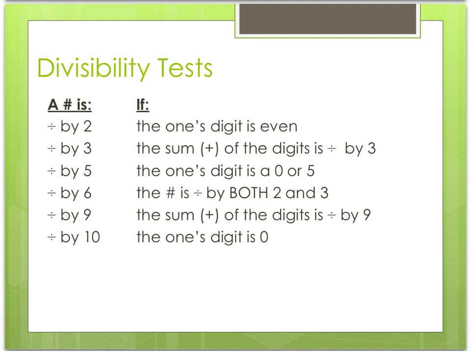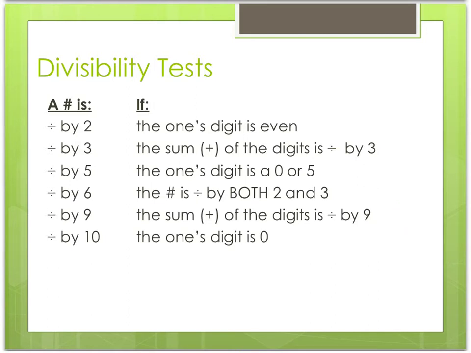Two more rules for you to look at. A number is divisible by 9 if the sum of the digits is divisible by 9. So again, I can take a look at the number 81. The number 81 is a 2-digit number, so if I add up the digits, 8 plus 1 is 9. Is 9 divisible by 3? Yes, so 81 would be divisible by 3. And then is 9 divisible by 9? Yes, so 81 is also divisible by 9.